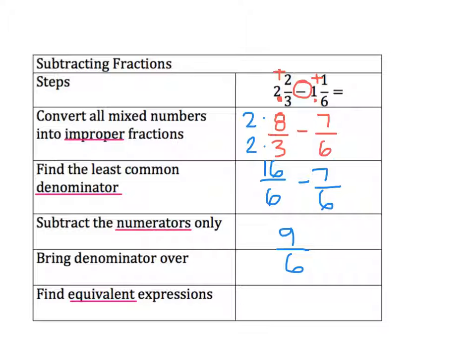Then I need to find equivalent expressions or simplify. Since the top number is bigger than the bottom number, that lets me know that I have at least one whole number. So 9 divided by 6 is 1, with a remainder of 3/6, which simplifies to 1 and 1/2, because 3 is half of 6. So 1 and 1/2 is my final answer for this example.